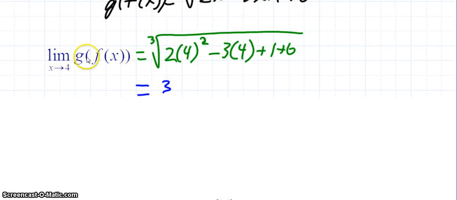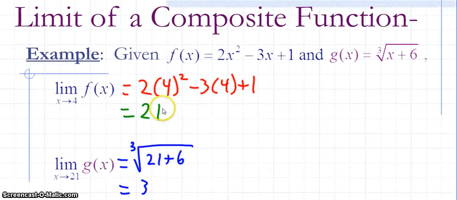Alright, hopefully you got that the composite limit was 3, so the limit as x goes to 4 of g of f of x equals 3. How do we get that? Well, let's look first. The limit as x goes to 4 of f of x, I can do direct substitution because this is a polynomial, so I don't even have to think about it. Just do it. That equals 21. So then, the limit as x goes to 21 of g of x.